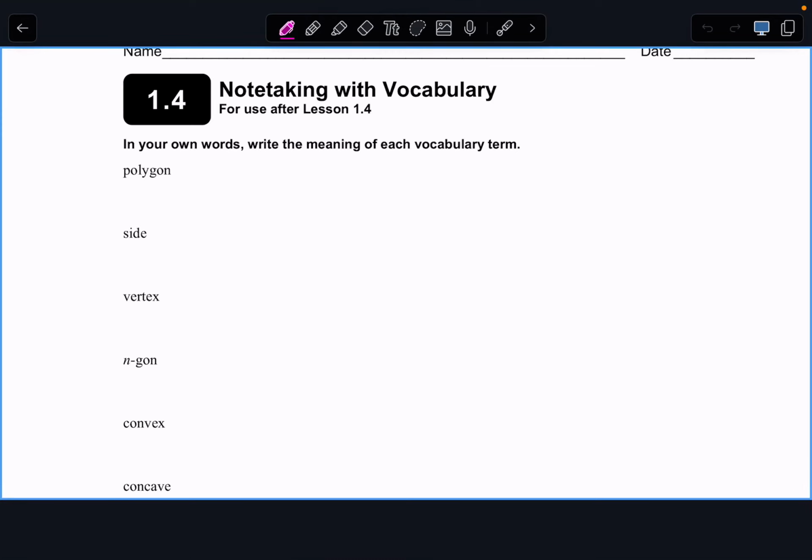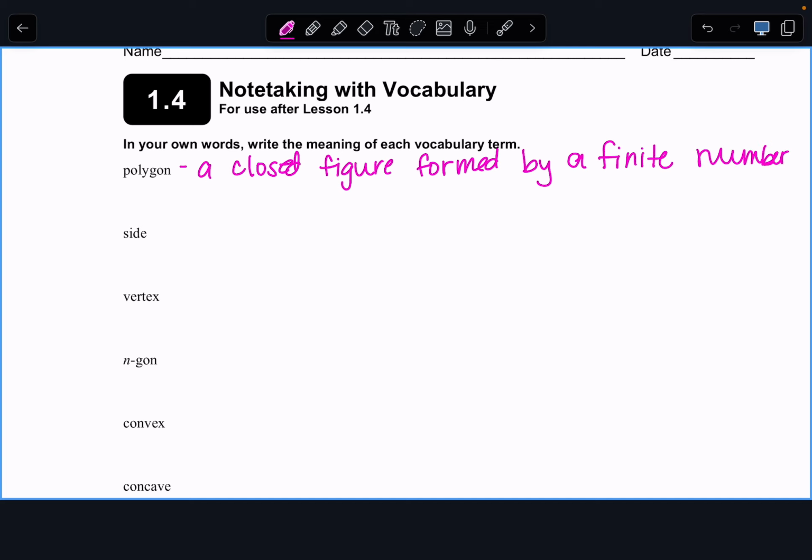19. A polygon is a closed figure formed by a finite number of segments. Signals. I said segments. Oh, I heard. I know what you heard.